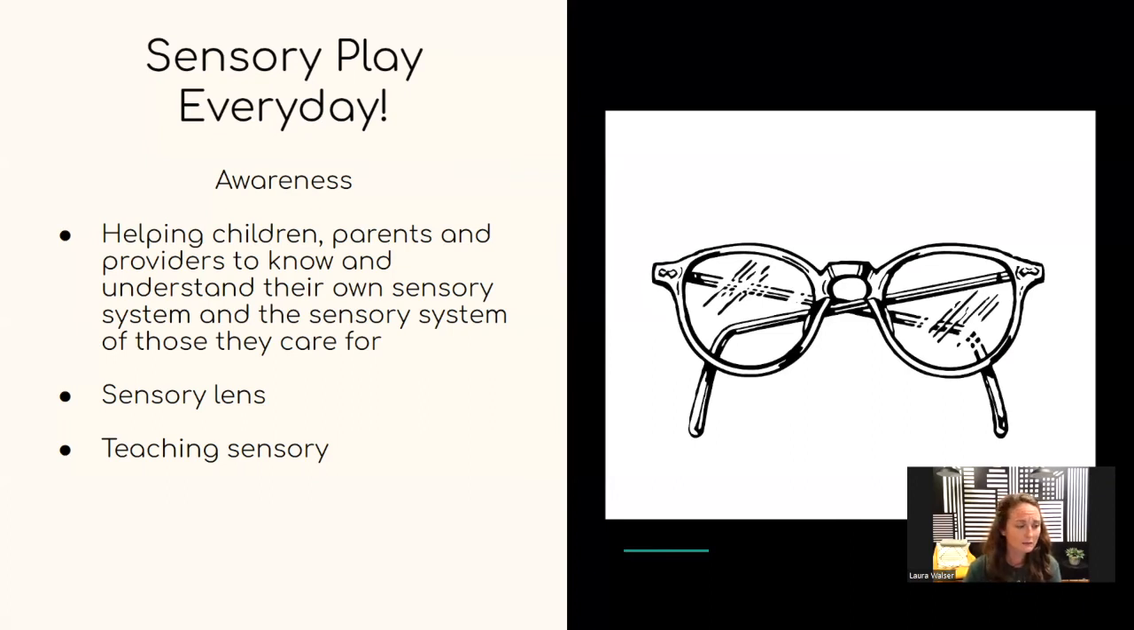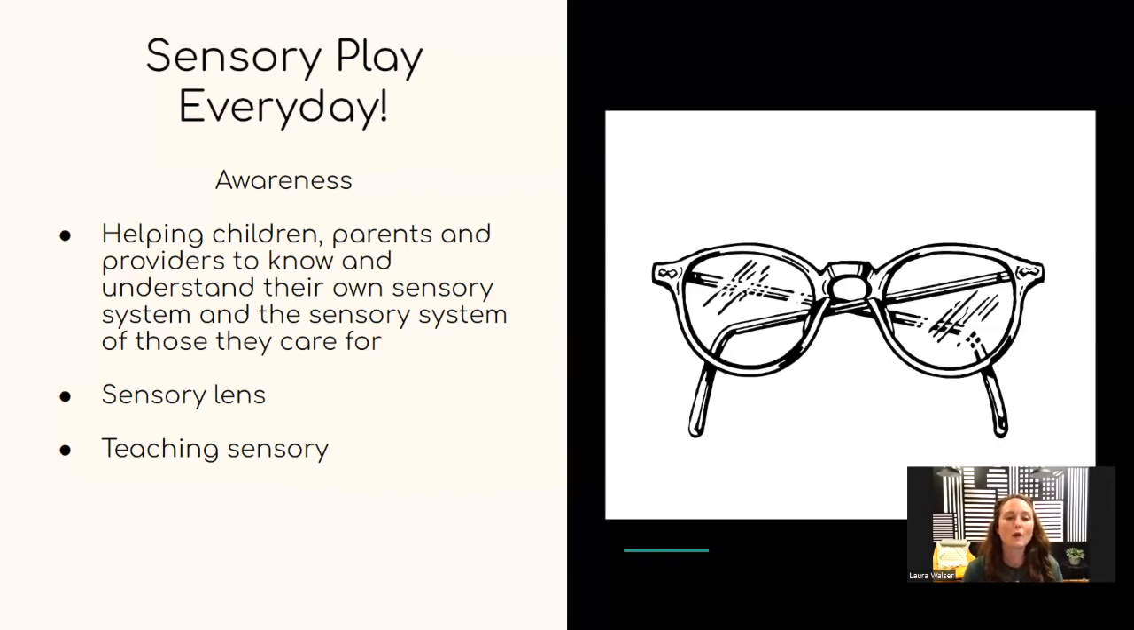Or maybe we also notice that meal times are really difficult because it's too loud, or that outside time is really too stressful because they don't like to take their feet off the ground. That's called gravitational insecurity. We can help them to notice these things too, and to start finding tools and different ways to cope with those things.